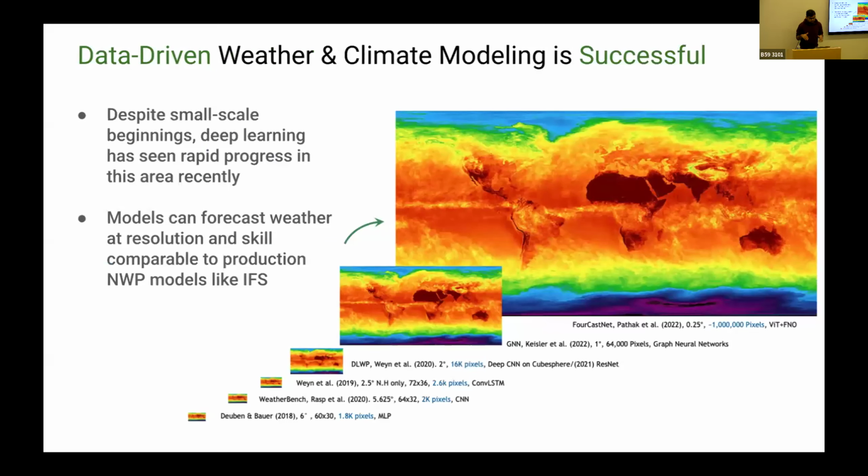Today, data-driven models have shown a lot of success. They started off pretty small back in 2018, forecasting the weather at a 6-degree resolution. What that means is if I project the weather state onto a 2D grid, it only looks like about 60 by 30 pixels, so not that big. Over the years, we've gone all the way to 16,000 pixels, and in 2022 reached 64,000 pixels, and finally 1 million pixels, which translates to a 0.25-degree resolution. This is the resolution at which operational weather forecasts happen. So data-driven models reached that resolution back in 2022.